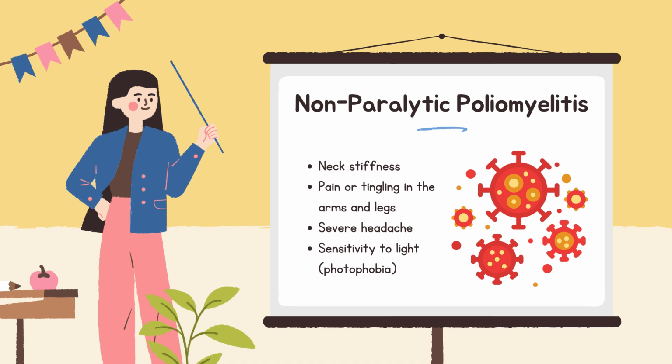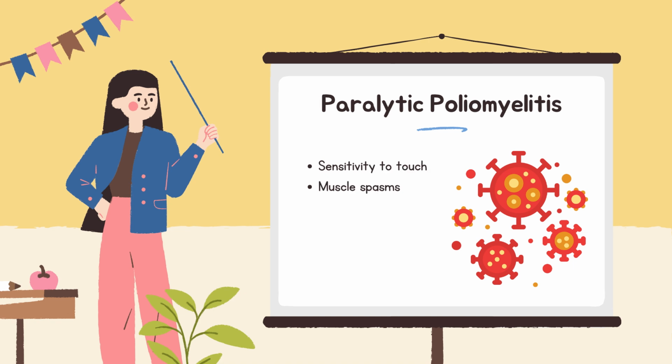Symptoms of non-paralytic poliomyelitis. Non-paralytic polio begins with the same symptoms as abortive poliomyelitis, but progresses within a few days to include neck stiffness, pain or tingling in the arms and legs, severe headache, and sensitivity to light, photophobia. Symptoms of paralytic poliomyelitis. Paralytic polio begins with symptoms similar to the milder forms, but can worsen over days or weeks. Additional symptoms include sensitivity to touch and muscle spasms.